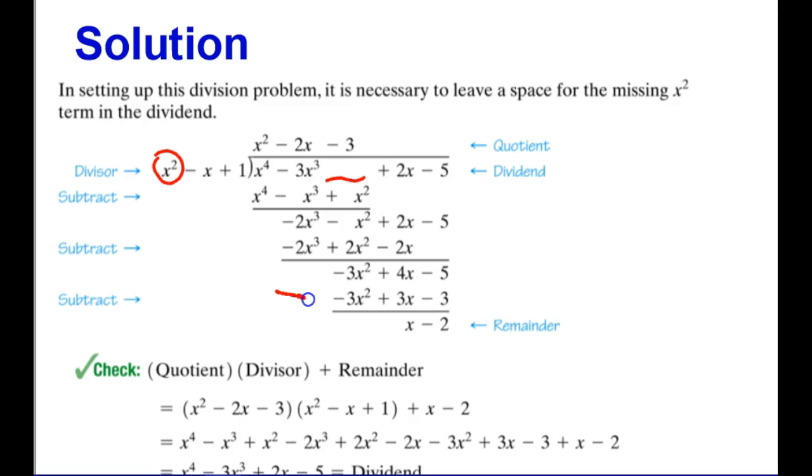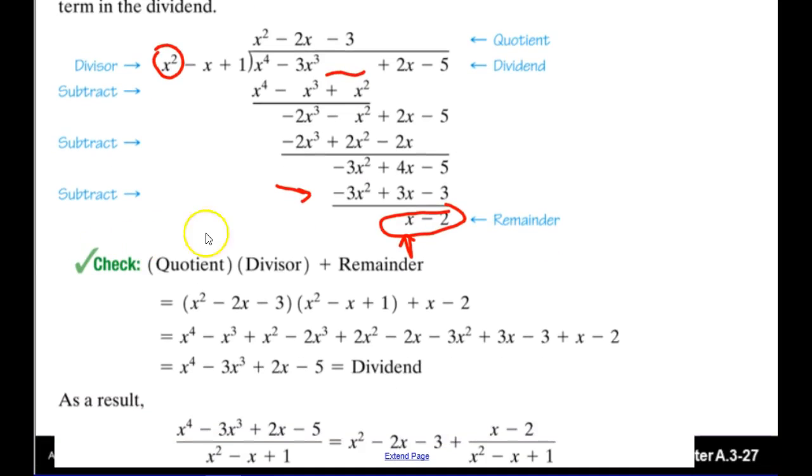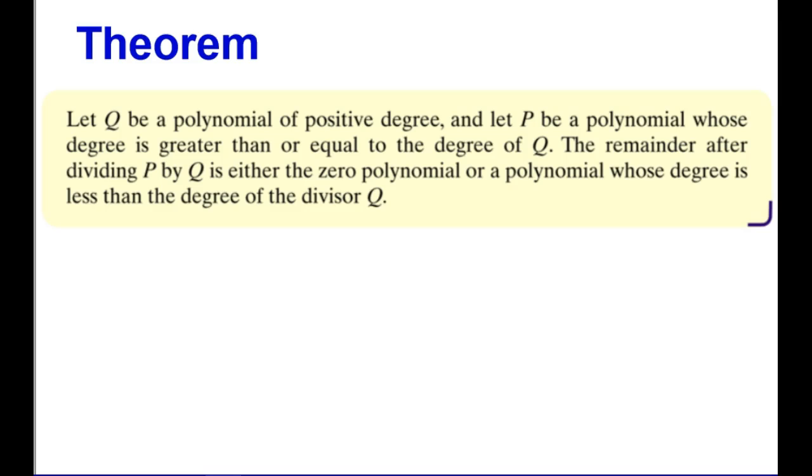Now I multiply this negative 3 times all of my terms, and that's what's right here in this line. Then again I subtract, and I see that this exponent right here is smaller than my divisor's exponent, so I know I'm done. So this is my remainder. I can look down and see my final answer is going to be x squared minus 2x minus 3 plus x minus 2 divided by x squared minus x plus 1.